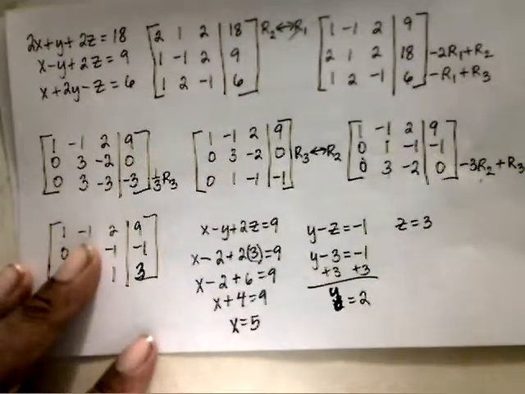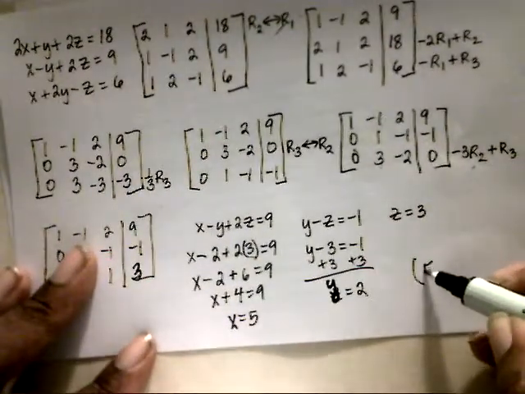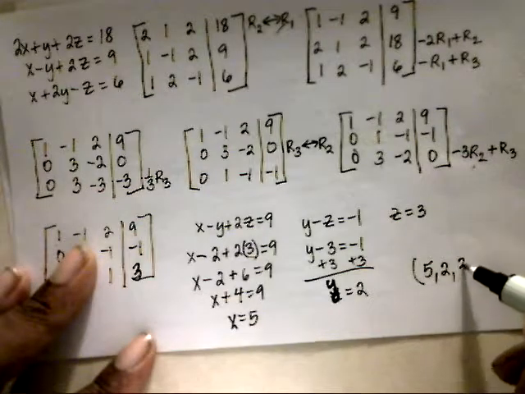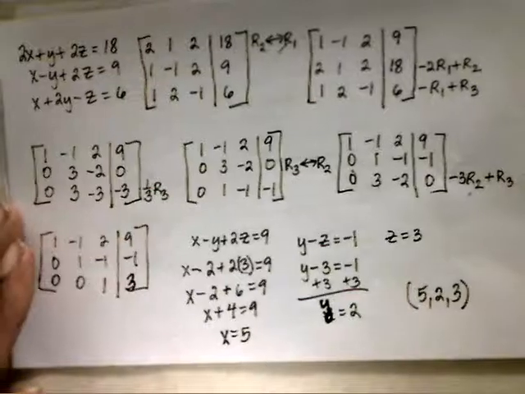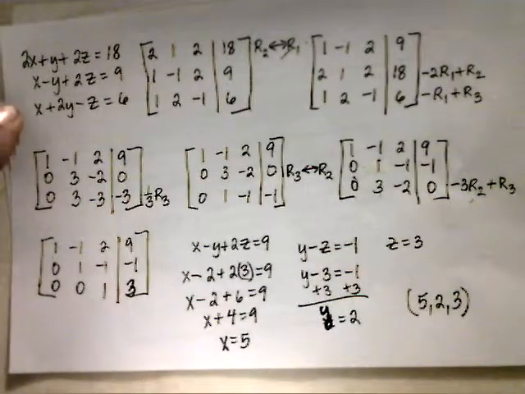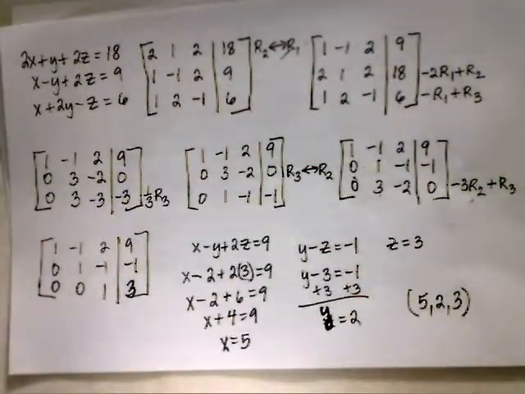Okay? So in this case here, the ordered triple will be 5, 2, and 3. That's the solution. That's the ordered triple that will satisfy the system of equations that we started off with. Okay, now you can do the check if you want to, but I'm going to leave that up to you.